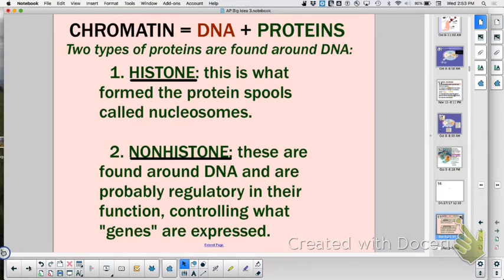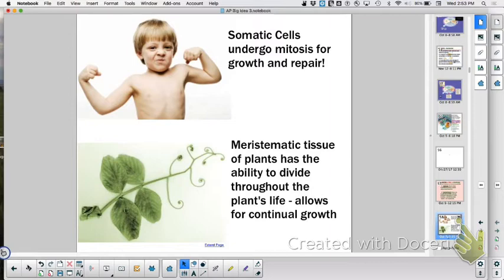Non-histone proteins, this could be related also to epigenetic inheritance, right? You could have the trait, but it's not expressed because you don't have access to it to even do transcription. So those could be your non-histone proteins. Meristematic tissue is continuing. In plants, this is going to be asexual, right?